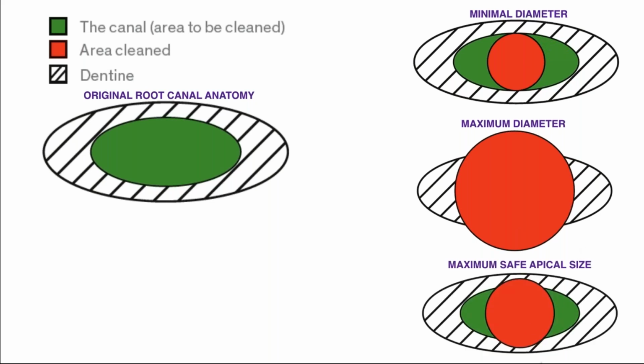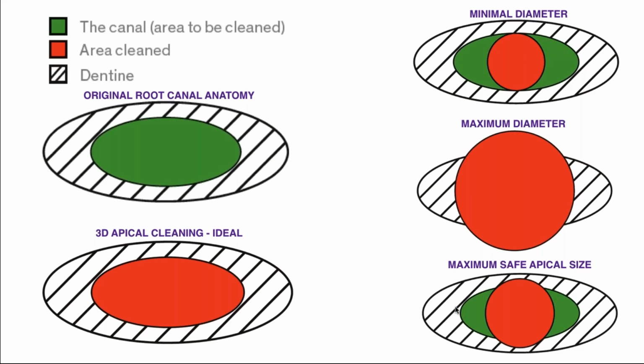So what we've been pushing at the University of Pennsylvania and other places I've been at is the maximal safe apical sizes. So we would go to much larger sizes than 25 at the apex, but even at these larger sizes, we acknowledged that number one, we weakened the root in the minimum diameter a little bit, and we could not clean maximally. So the best, of course, is to clean in a three-dimensional way. Clean the canal and only the canal, leave as much dentin as possible. And I feel that we are getting closer to this.